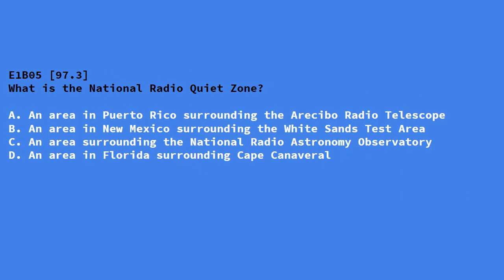E1B05, what is the National Radio Quiet Zone? An area surrounding the National Radio Astronomy Observatory.